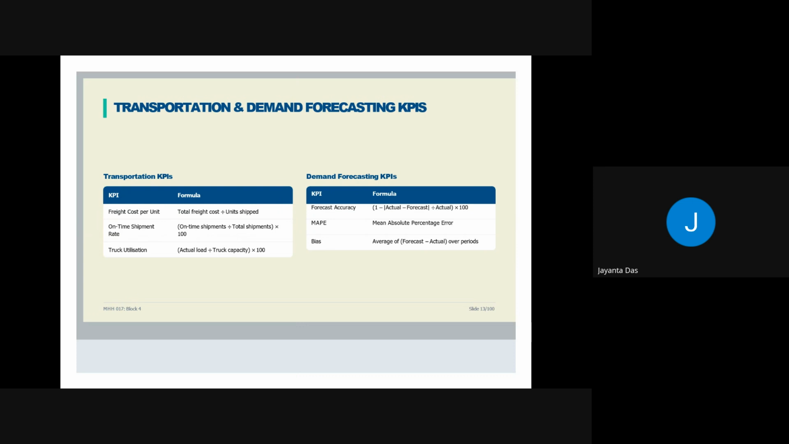And demand forecasting KPIs are forecast accuracy, MAPE, and bias. MAPE is the mean absolute percentage error, which we may be committing at the time of our demand forecasting. So the extent to which we are doing it, and how best we can analyze and see to it that they are not repeated.